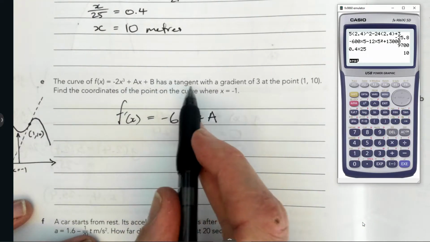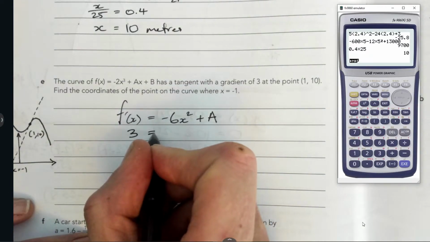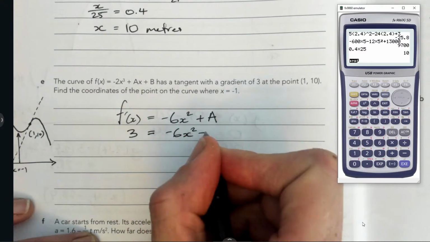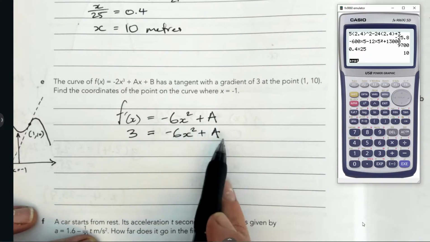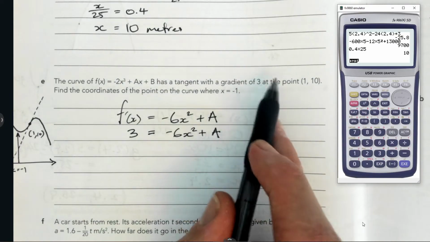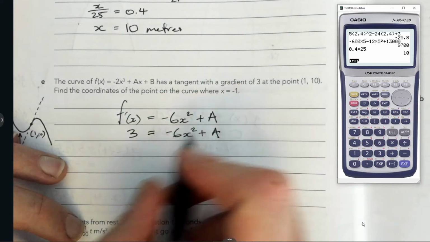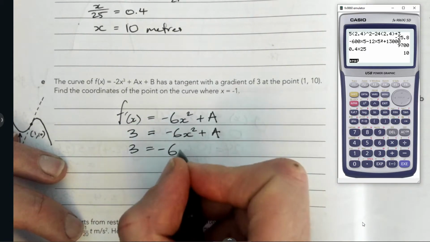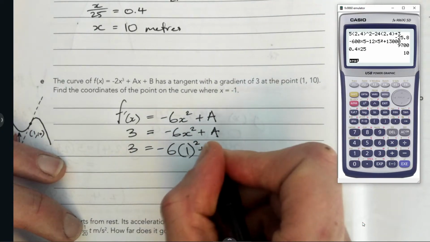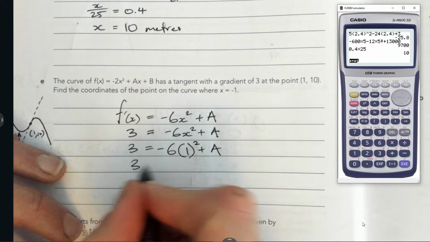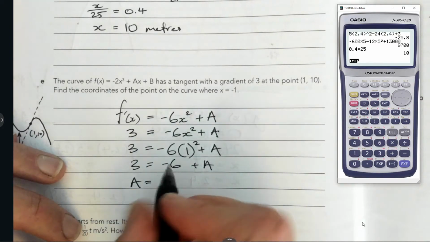Now, it has a tangent with a gradient of 3. So when is the gradient 3? Well, -6x squared plus a. This is when the gradient is 3, but we can't solve for that because we've got 2 unknowns so far. Oh, but we know it's at the point 1, 10. Boom. So we can just substitute x as 1 in here, and then we find a, right? 3 equals -6, and then when x is 1, that's when that is the gradient. So now we've got only one unknown. Sweet. 3 equals -6 plus a, therefore a equals 9.